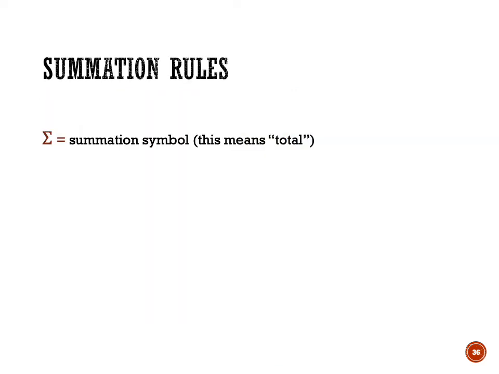All right, so now let's start with summation. This symbol that you see here that looks kind of like a little funky E, it's the Greek letter called sigma, and it means total or sum. So whenever you see this symbol, your goal is to find the total or sum of whatever appears to the right of the sigma.